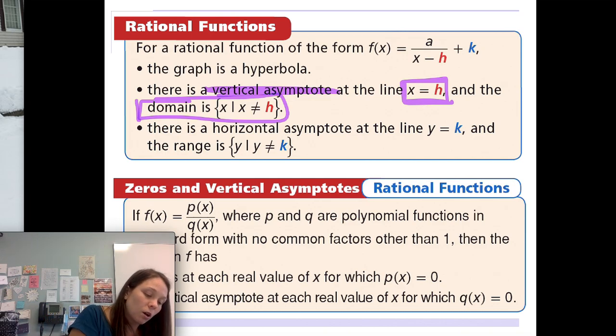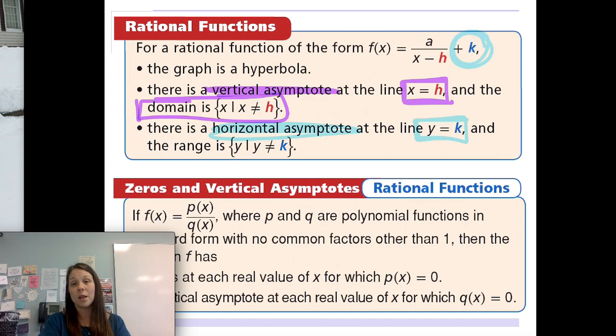Then we have what's called a horizontal asymptote. And a horizontal asymptote is at the line y equals k. So the horizontal asymptote comes from the value that's being added or subtracted after the fraction. So let's put this to practice through a couple of example problems.